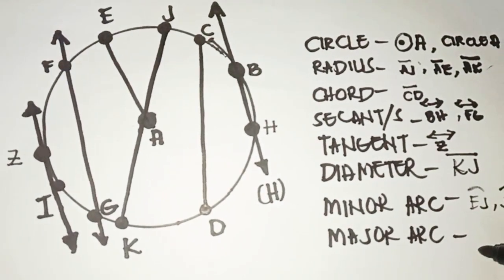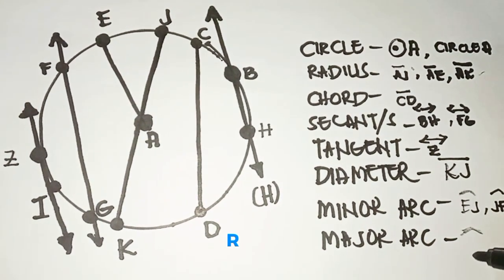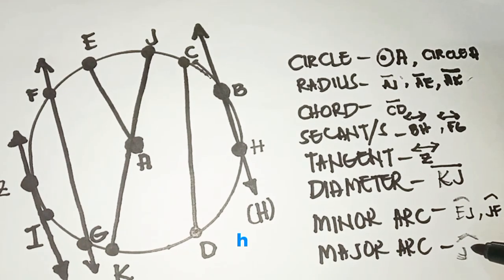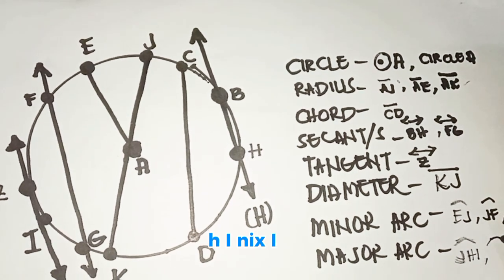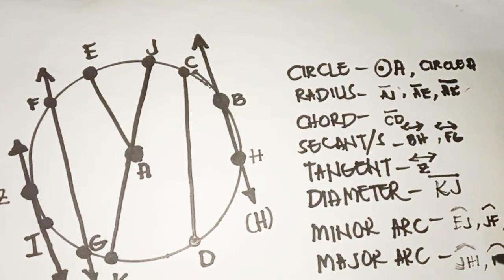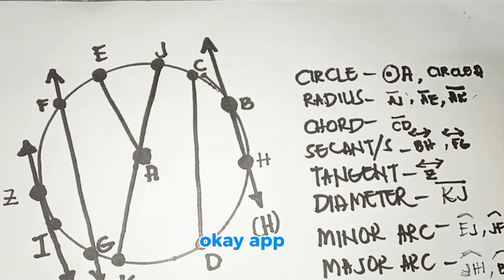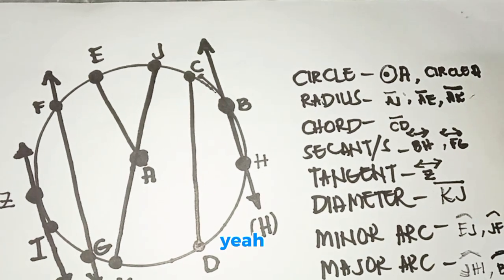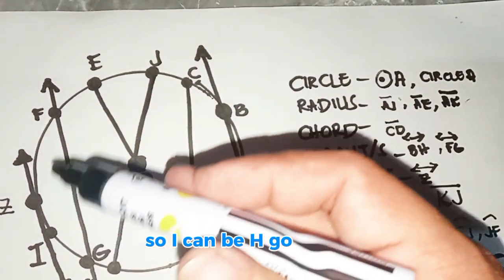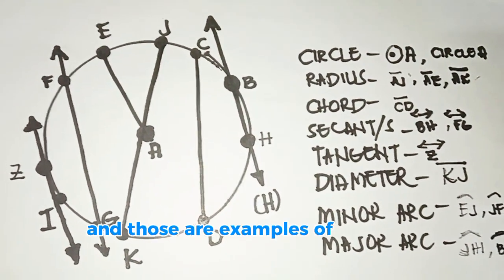So arc JHI. Next arc BHF. So arc BH going to F. Those are examples of major arc.